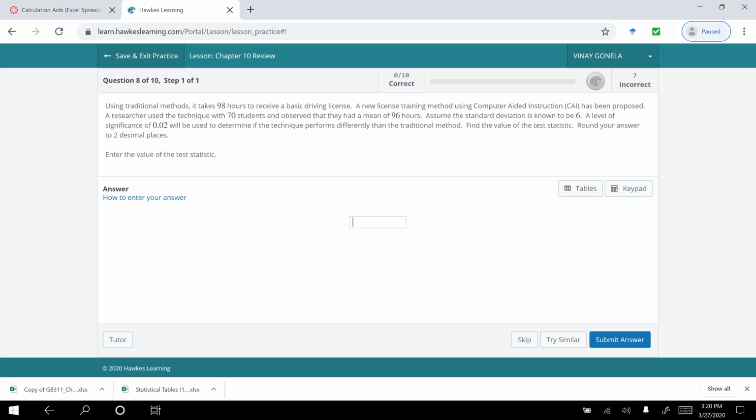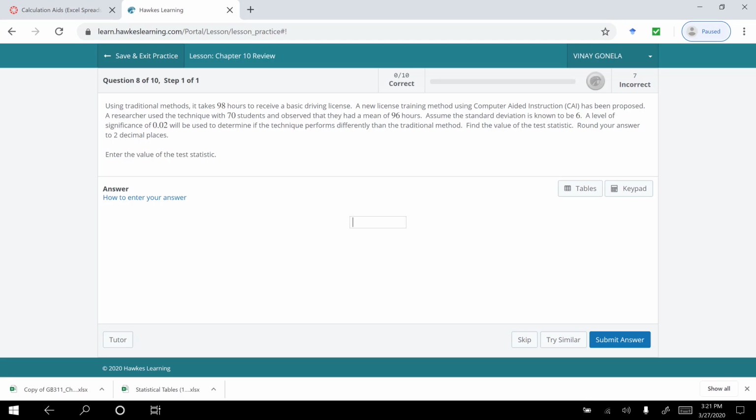Okay, so one of the things I wanted you to understand is this is a Z problem because we have 70 students, so the sample size is greater than 30, and then I have a standard deviation which is known to be 6.